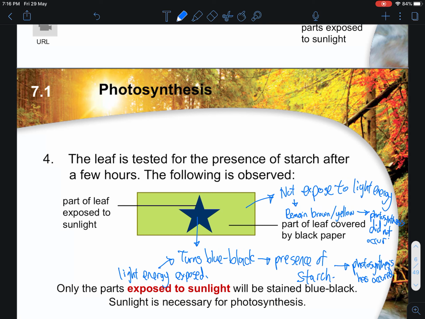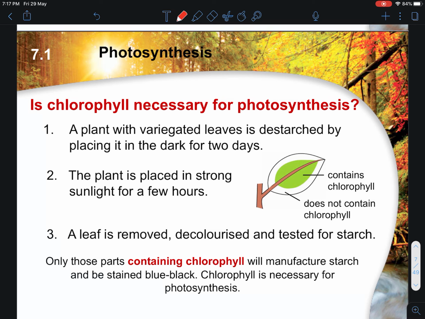Okay, so this is how you do the comparison, and only the parts that are exposed to the sunlight, or what we call light energy, will be stained blue-black, as light energy is required for photosynthesis. Like what I said, try not to use the word sunlight, try to use the words light energy. It's a better way of rephrasing. Okay, so then again, the first one is to check for the condition of light energy.